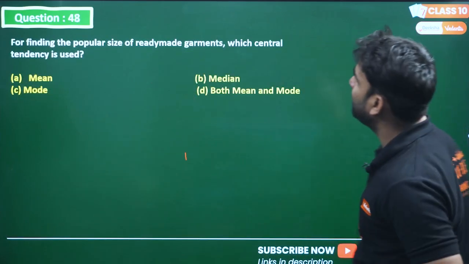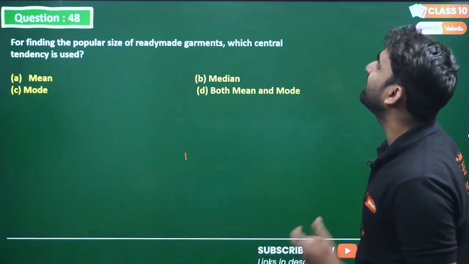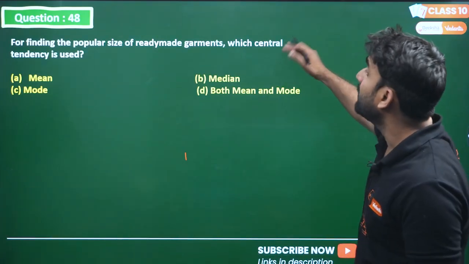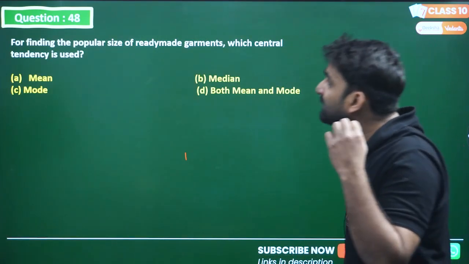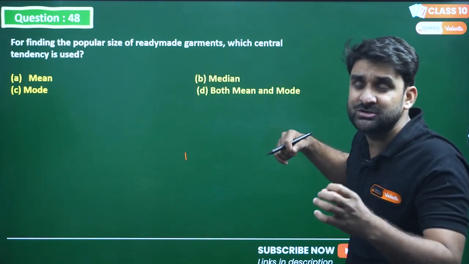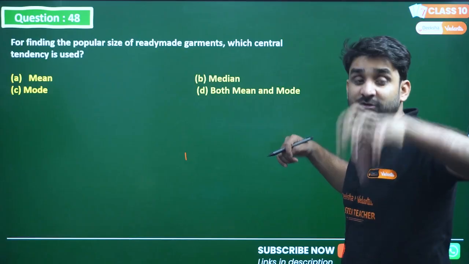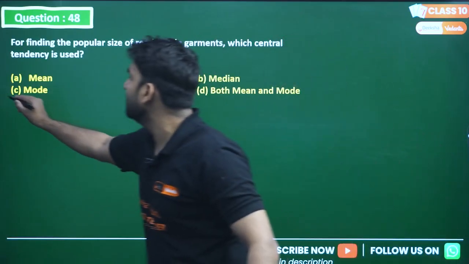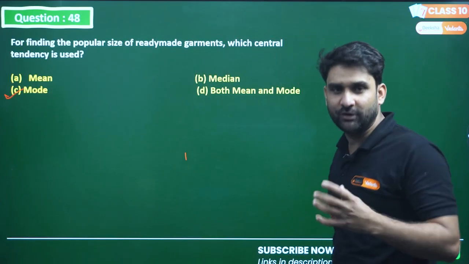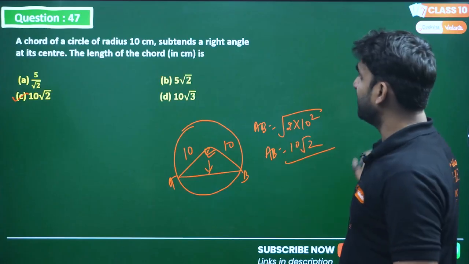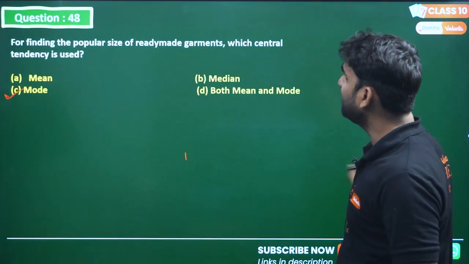For finding the popular size of ready-made garments, which central tendency is used? To find the popular size of ready-made garments, which is demanded by more customers, we need the most frequent value. So I think mode will be the answer, because mode is the most frequent value. Okay, 49.